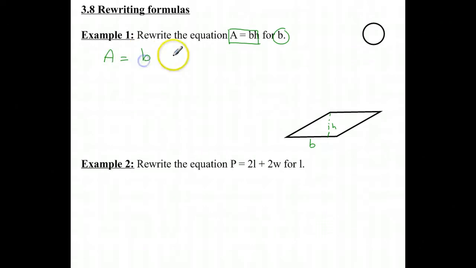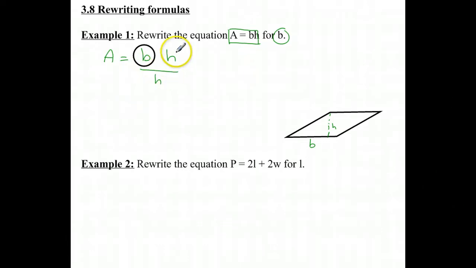Area is equal to base times height. If I'm trying to isolate the B, the question I have to ask myself is what's on the same side of the equation as the B, and what do I need to get rid of? I need to get rid of the H, because if I can get rid of the H, then the B will be by itself. I know that B is right next to H, therefore I'm multiplying those two things together. The inverse of multiplying things is to divide them.